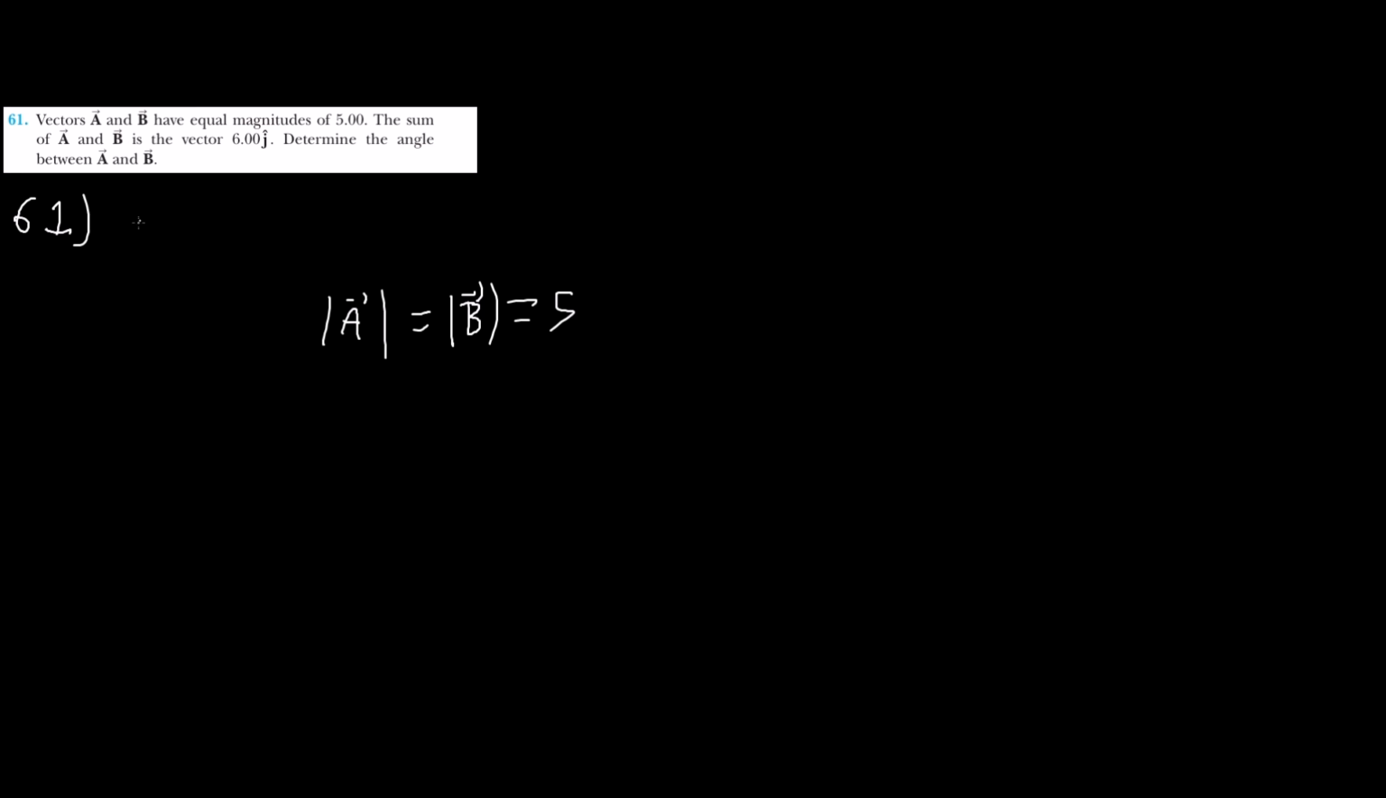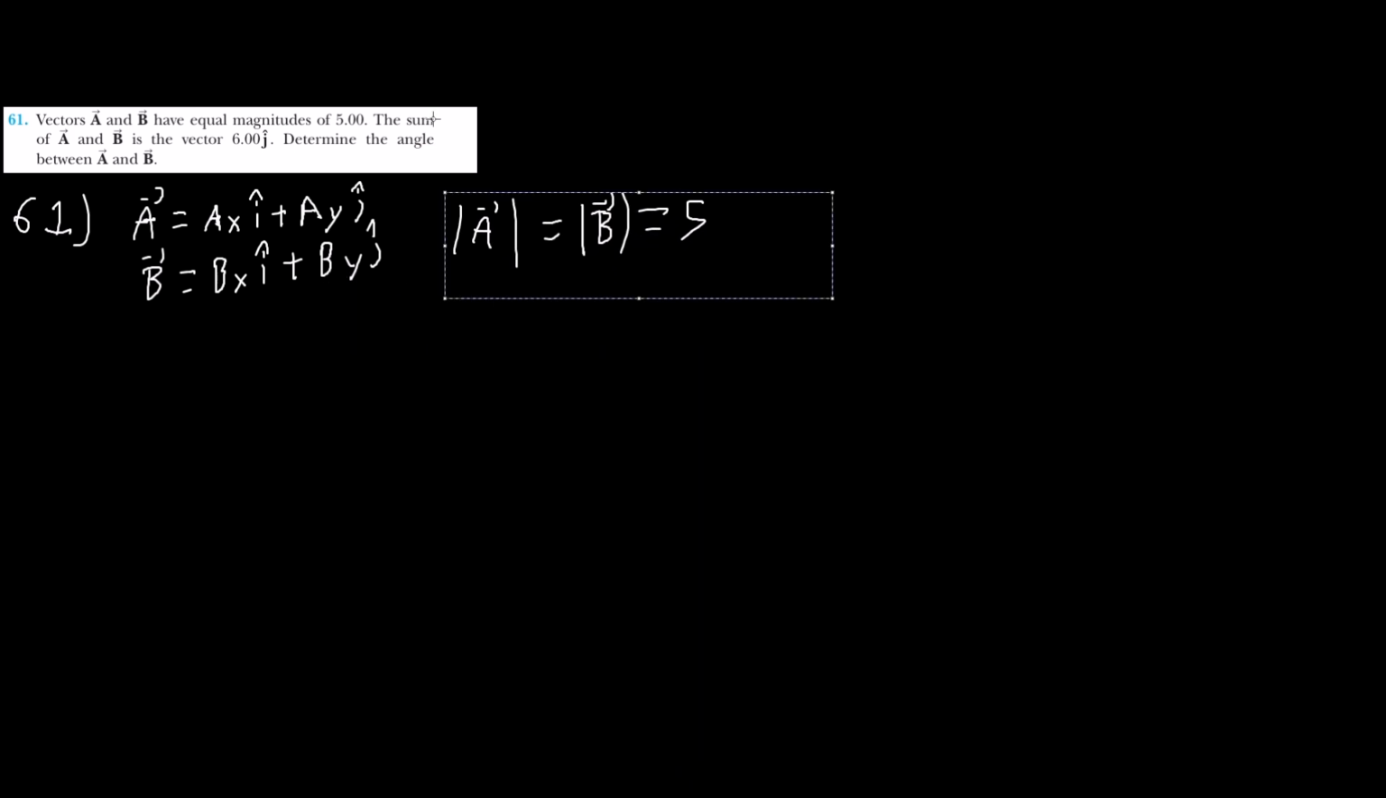Alright, so vector A, and normally I would not use this, but I'm starting to like the i-hat and j-hat notations. Since we're not going to think of this as points, we're going to put AX in the i-hat direction and AY in the j-hat direction. And vector B is going to be BX in the i-hat direction, plus BY in the j-hat direction. And both their magnitudes are going to be 5.